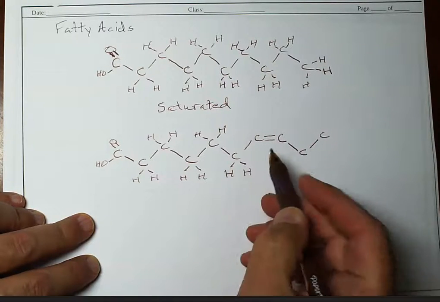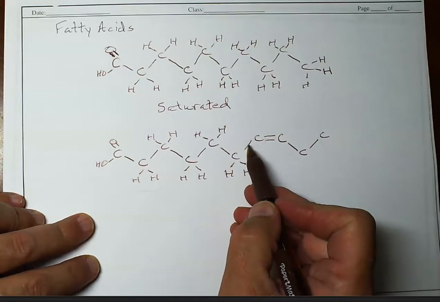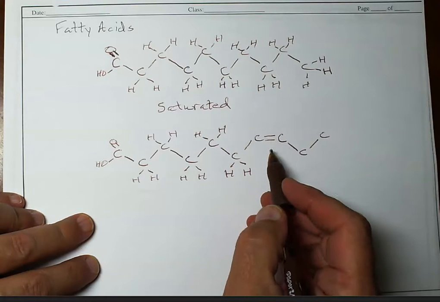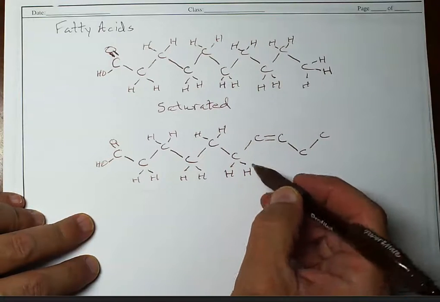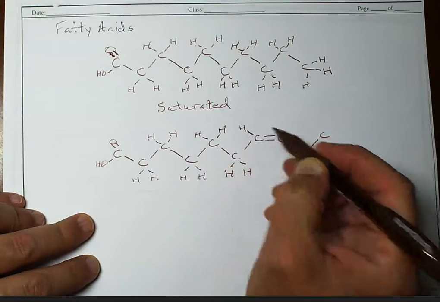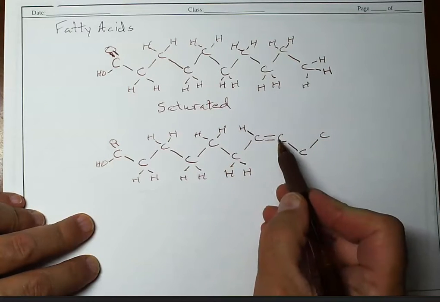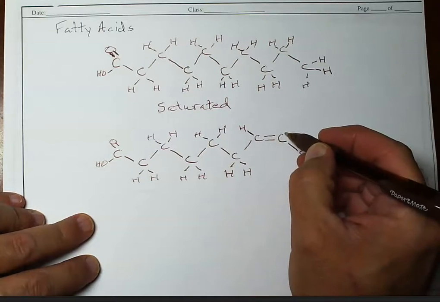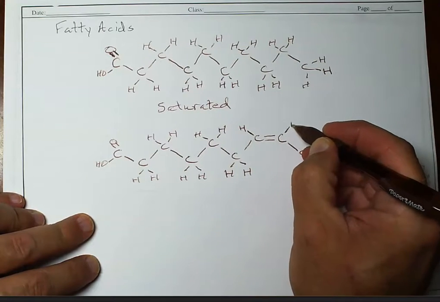But now, look at this carbon here. Single bond and a double. That's 1, 2, 3. It only needs 1 more bond. It's going to go up this way. We're going to put a hydrogen on it there. Then look at this carbon. It already has 1, 2, 3. It only needs 1 more. We're going to angle it up this way.